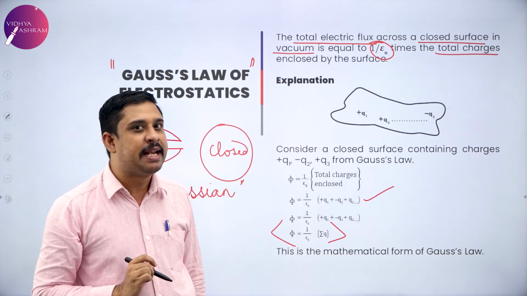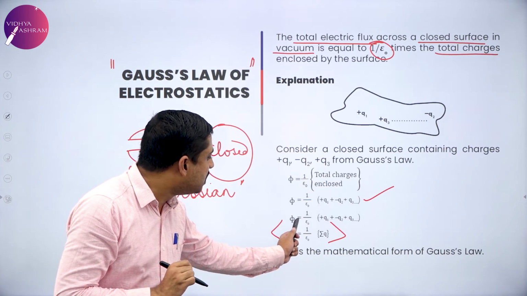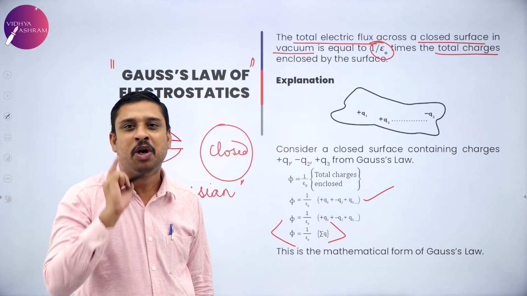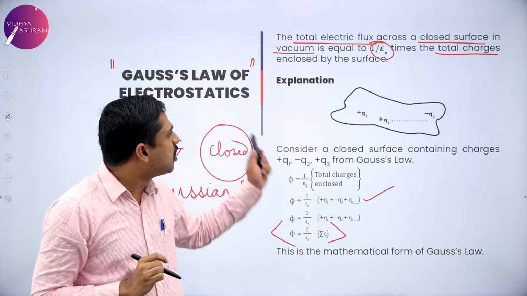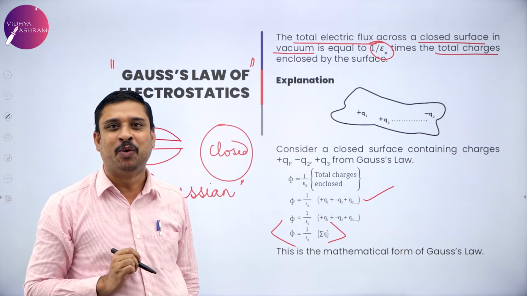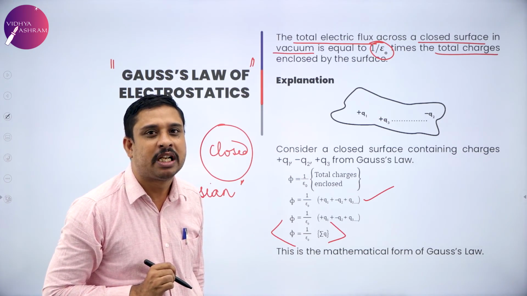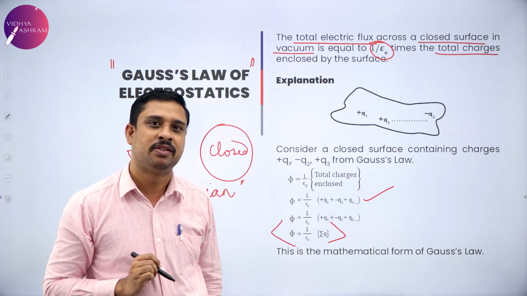And what does my statement of Gauss law say? Phi equals 1 by epsilon naught summation Q. Total electric flux across any closed surface in vacuum is 1 by epsilon naught times the total charges enclosed by the surface.